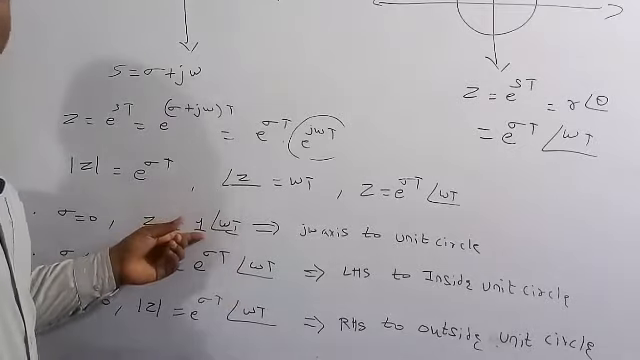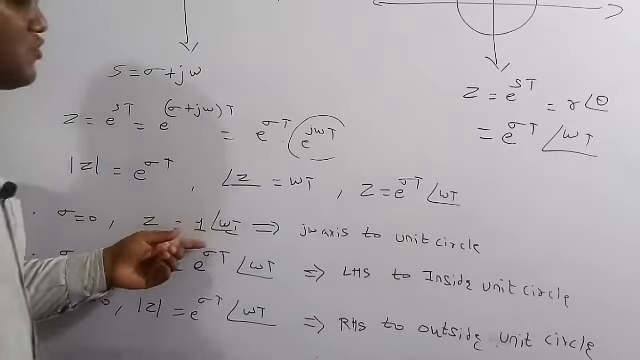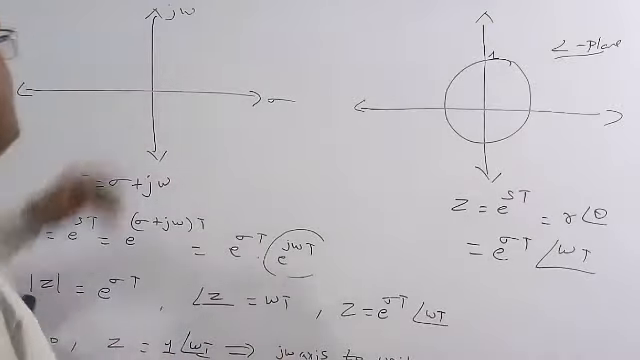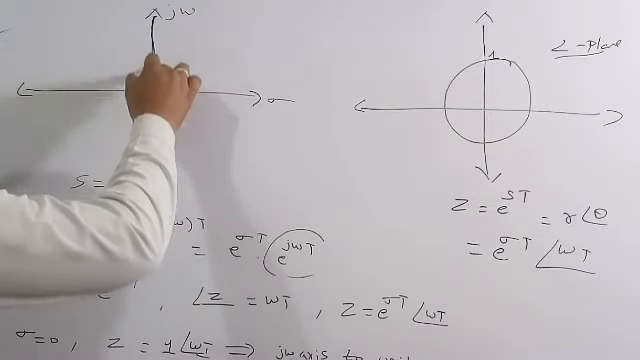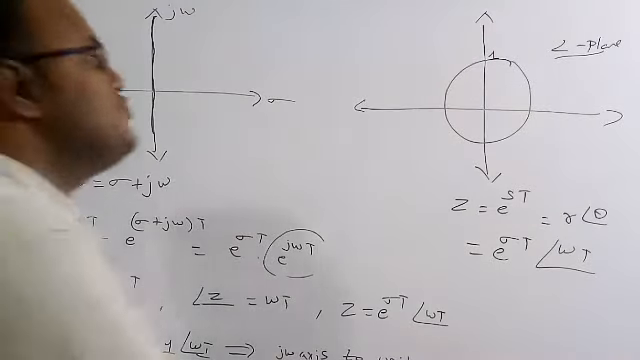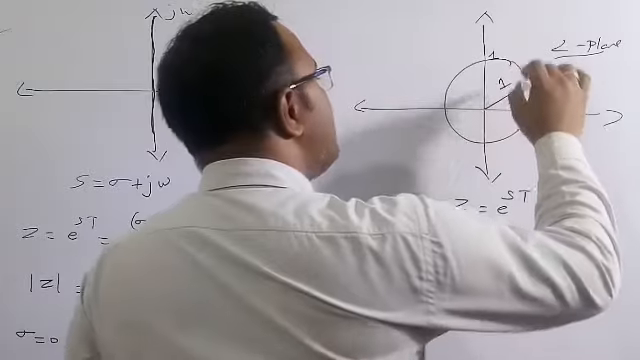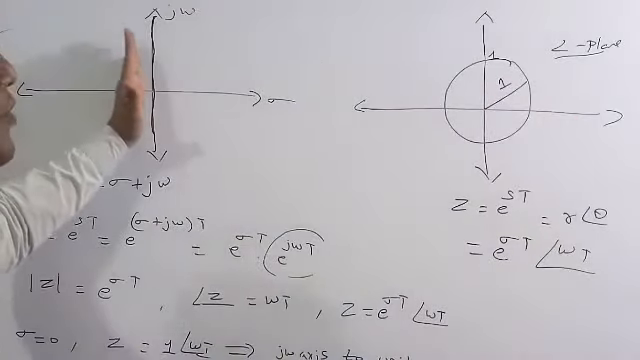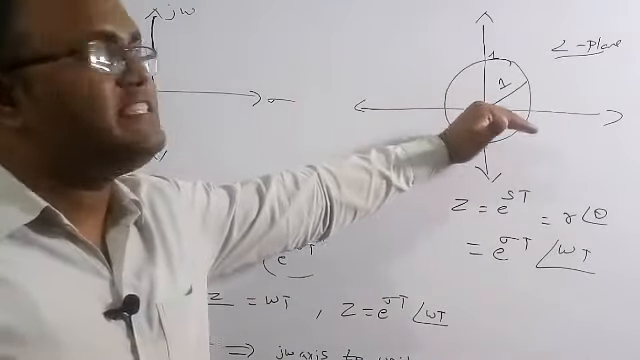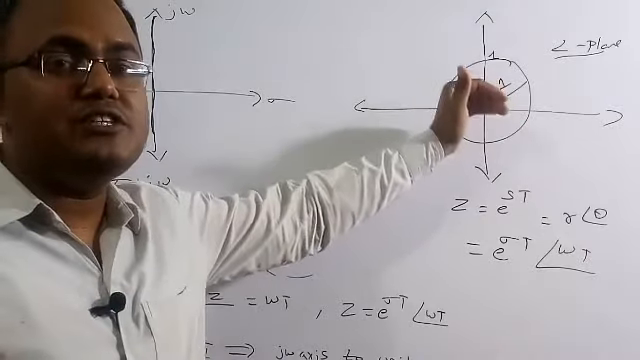So it is always the unit circle, the radius is always 1. So now we are going to convert this j omega axis to the unit circle. The radius is nothing but 1. So for the j omega axis, we always get the unit circle in the z plane.